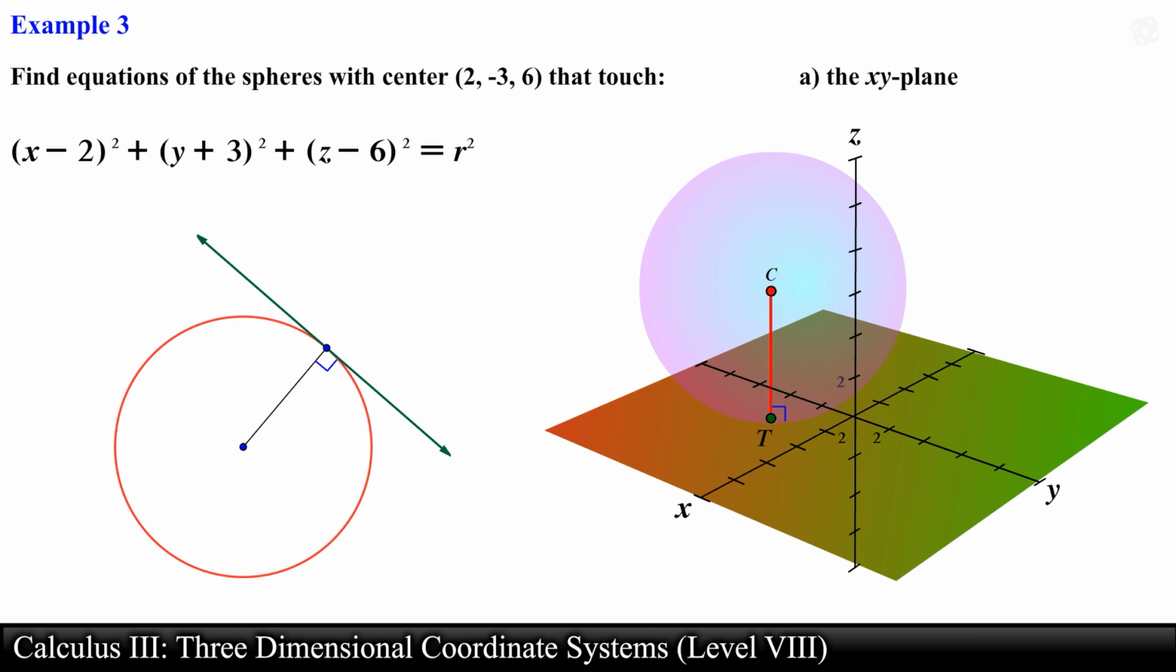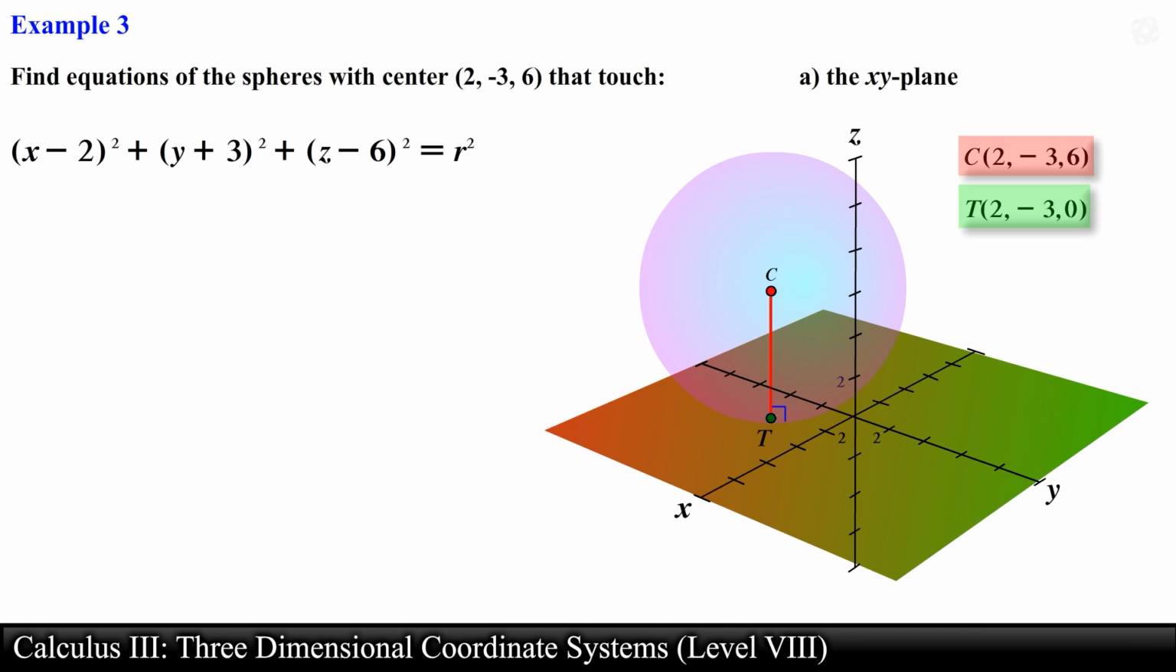This means that we can draw a line segment from the point of tangency on the xy plane to the center of the sphere. And this line segment is essentially the radius of the sphere. Notice that the point of tangency is actually the projection of point C onto the xy plane. Recall from the previous videos that the point projected onto the plane has the same x and y coordinates of the point being projected. In this case, point T has the same x and y coordinates as point C. In addition, since this point is located on the xy plane, its z coordinate is equal to 0. Now that we have the coordinates of points T and C, let's use the distance formula to find the radius.